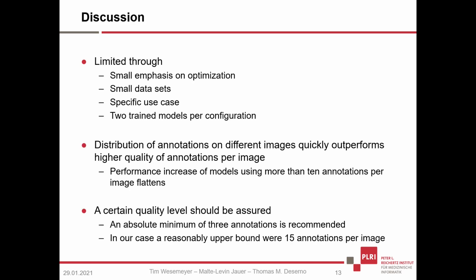Our work is limited though, due to small datasets, a specific use case, and just a small emphasis on optimization. Furthermore, we concluded that 2 models per configuration are not enough to identify outliers reliably. In conclusion, we saw that the distribution of annotations on different images quickly outperforms higher quality of annotations per image. A certain level of annotation quality should be assured as well. In our case, a reasonable upper bound was 15 annotations per image.